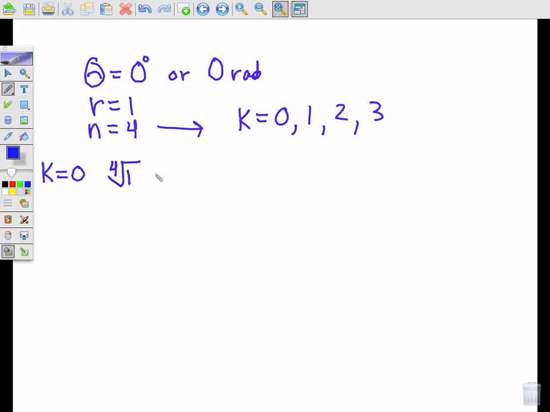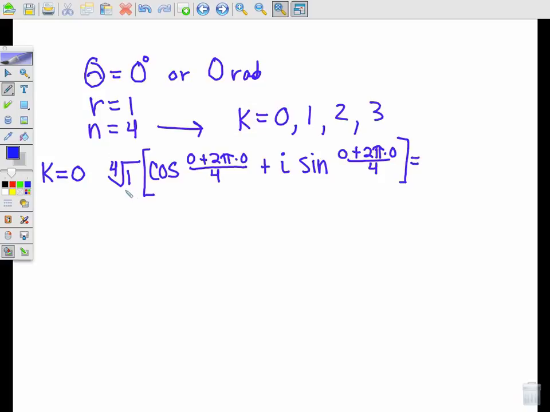I'm going to substitute. I've got my nth root, so the 4th root of 1 times cosine of, and you do your angles. So it's cosine of the angle 0, theta plus 2 pi times k. And this time my k is 0. All over the n, which is 4, plus i sine of 0 plus 2 pi times 0, all over 4. And we are going to evaluate and simplify this.